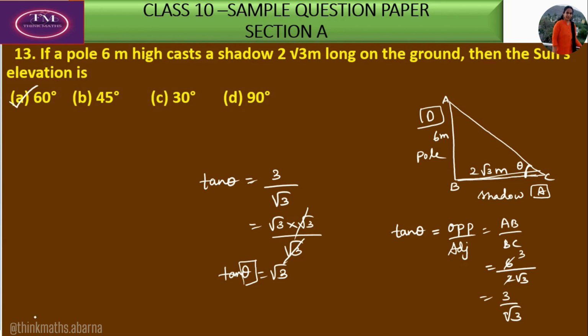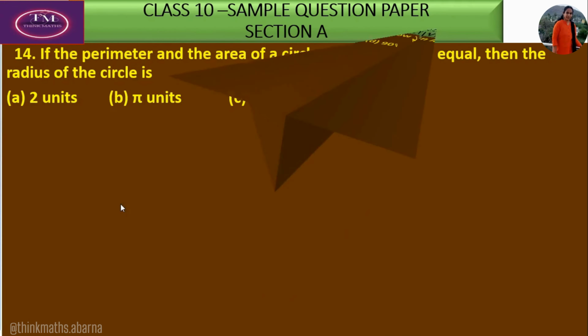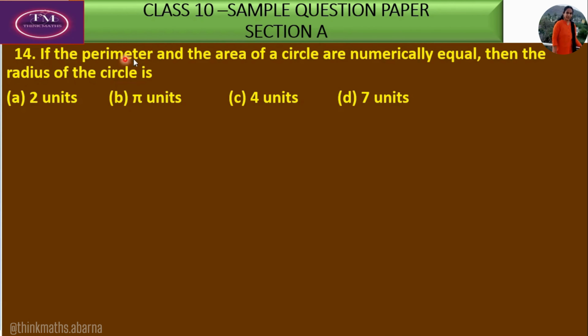Okay, children. So moving on to the 14th question. If the perimeter and the area of a circle are numerically equal, then the radius of the circle is, there are 4 options: 2 units, 5 units, 4 units and 7 units. So what is given here? Perimeter of circle equal to area of circle. So perimeter means it is nothing but circumference.